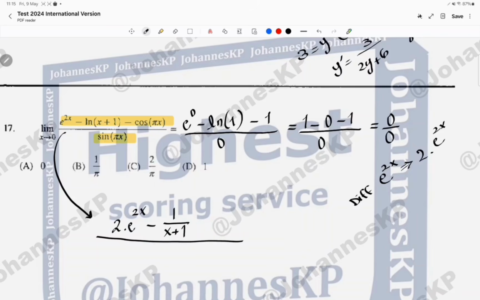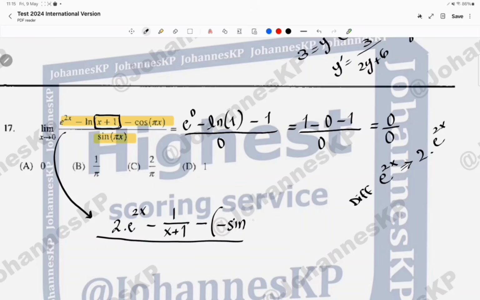When you differentiate ln, you do 1 over, copy paste the interior, which is x plus 1, and on top, multiply by the derivative of the inside. What's the derivative of x plus 1? Just 1. So that's why just 1. Minus. What's the derivative of cosine?